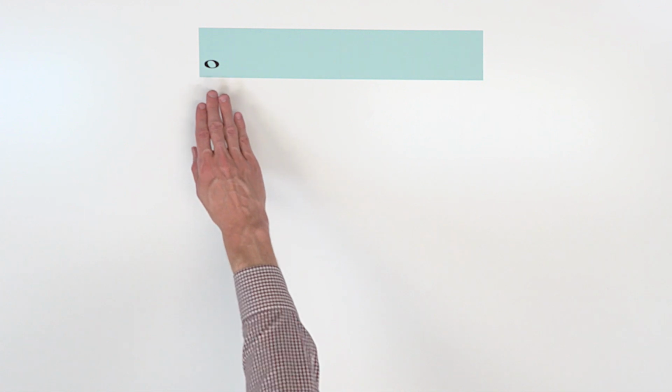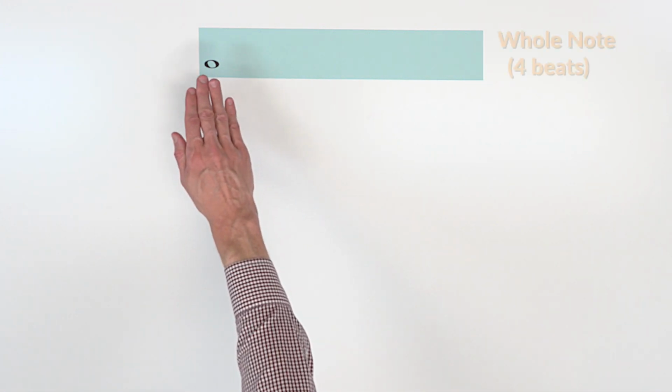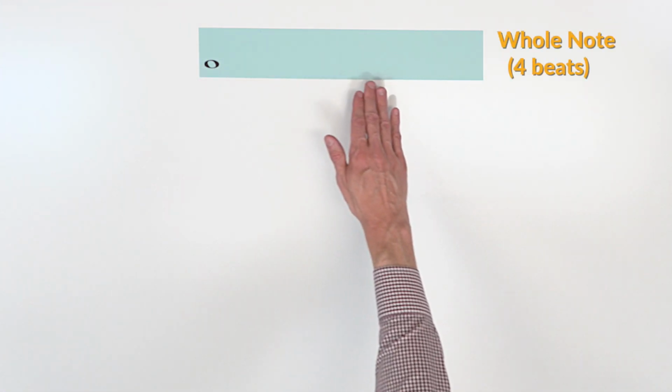Rhythms, on the other hand, can have different patterns of faster or slower sounds in various combinations. Ba, ba, ba, ba, ba, ba, ba, ba. Let's review some of the rhythms we've learned and how many beats they are worth. For example, the whole note is worth 4 beats.